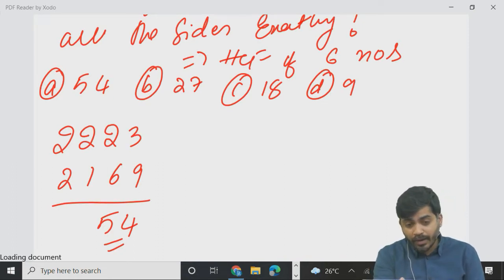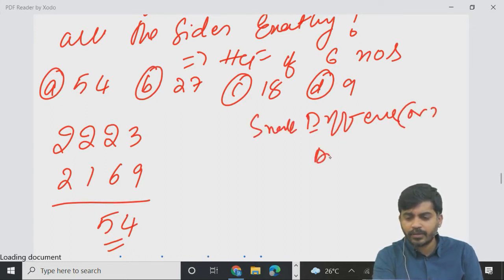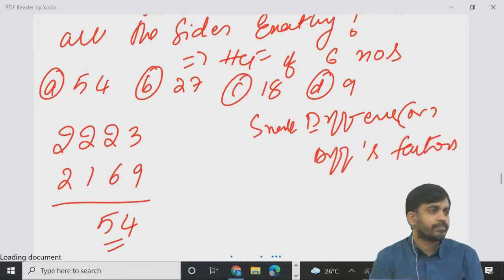27, 18, 9 all are factors of 54. I said difference. So when more than 2 numbers are given, smallest difference, or sometimes difference factors. So the answer can be 54 or factors of 54.